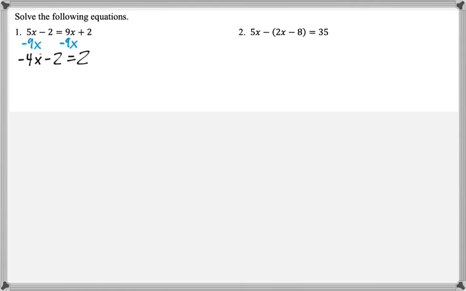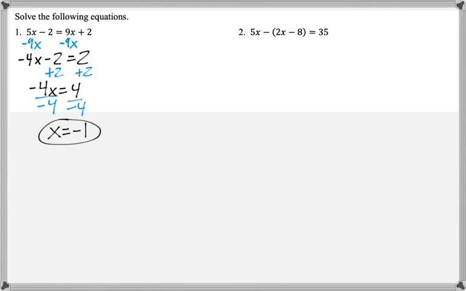And then I'm trying to solve for this x. So I'm trying to get it by itself. So I want to add 2 to both sides. And I have negative 4x is equal to 4. And then I want to divide both sides by negative 4. And I get x is equal to negative 1.